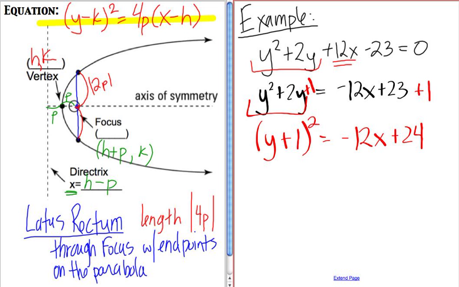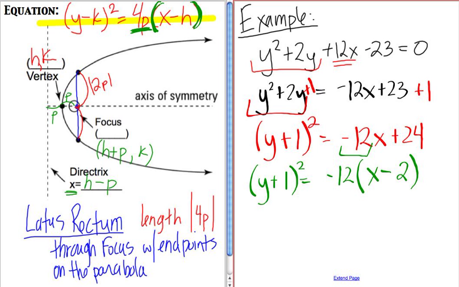Now, I'm not really in my official form yet. Notice the other thing that you need is that you need to have this coefficient out in front, notice on the left of the equations here, and you want x minus something on the inside. So in order for us to see the center, or the vertex in this case, I need to factor out whatever is in front of x. So in our case, it's going to be negative 12. My left side will stay the same, but I'm going to take out negative 12, and I'll have x minus 2. Notice I took out negative 12, so it ended up flipping the 24 to be a negative 2.